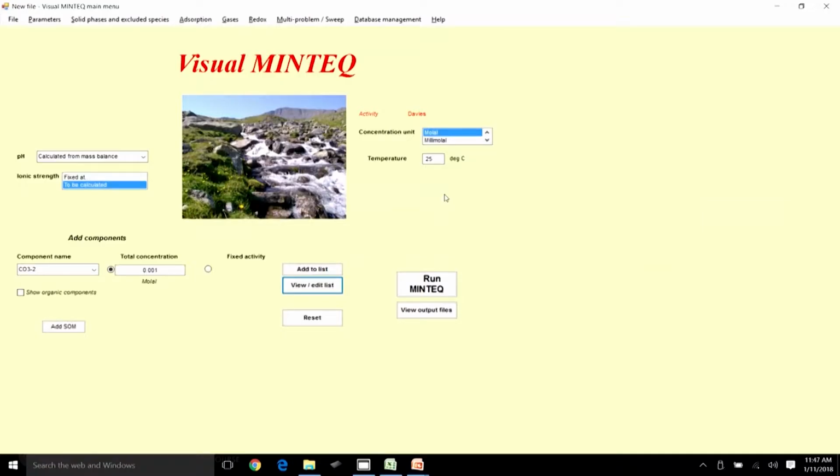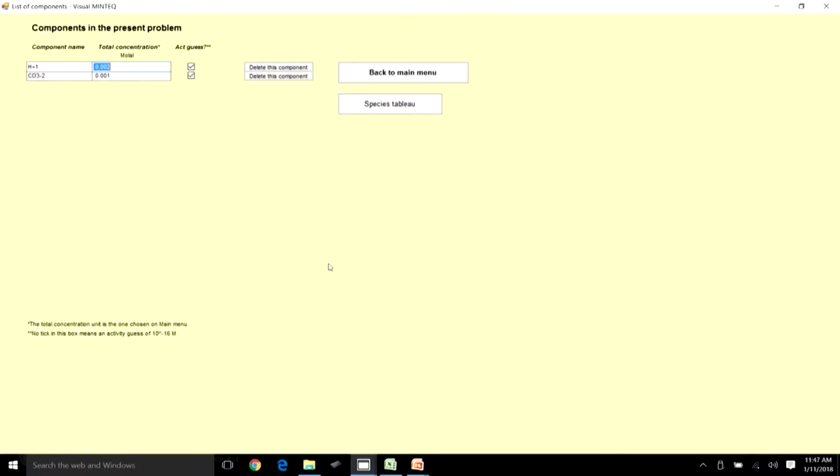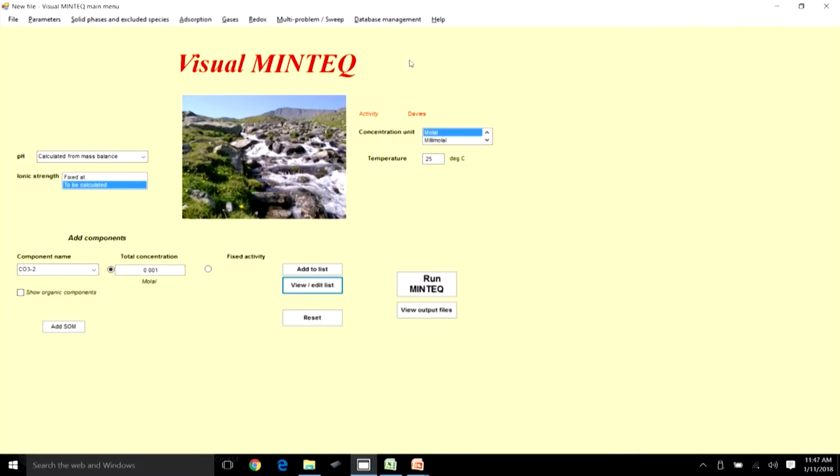So we are now going to switch to Visual MINTEQ, and let us edit our list. I believe we already inputted this earlier, right? So going back to main menu. This obviously is a closed system, right? For a closed system the aqueous phase is not open to the atmosphere, or there is no gaseous phase here. So I am going to run Visual MINTEQ as it is.